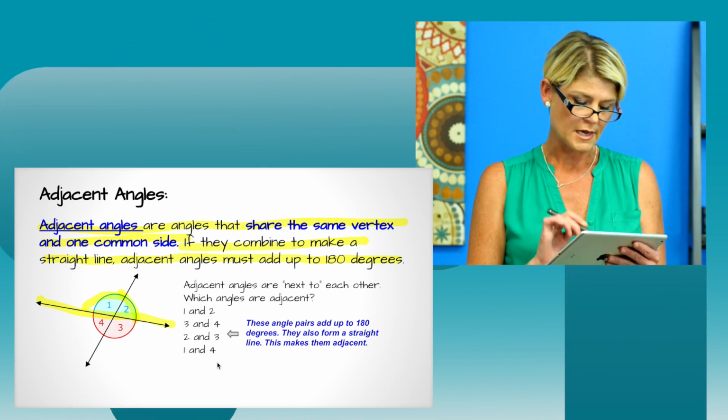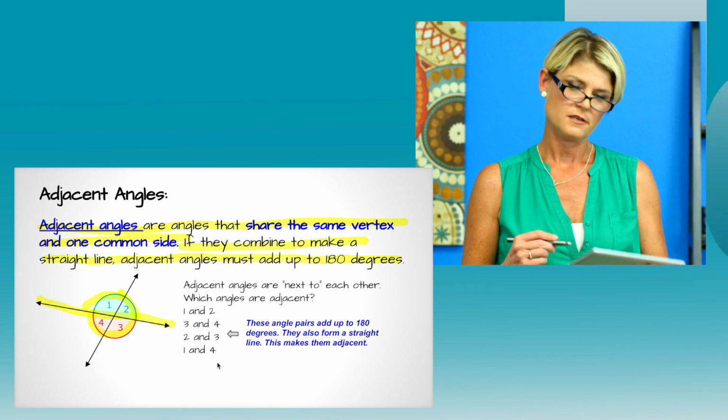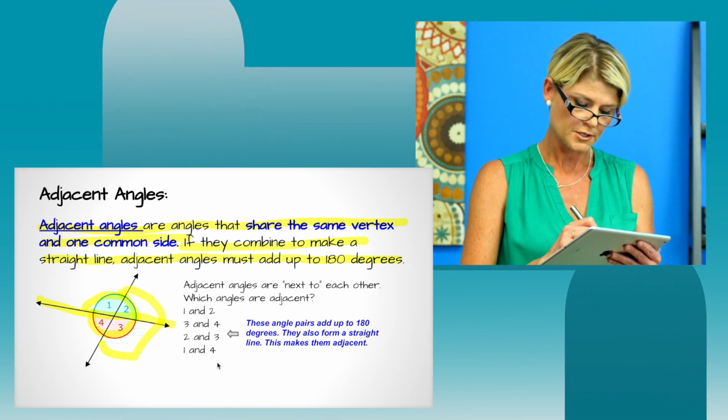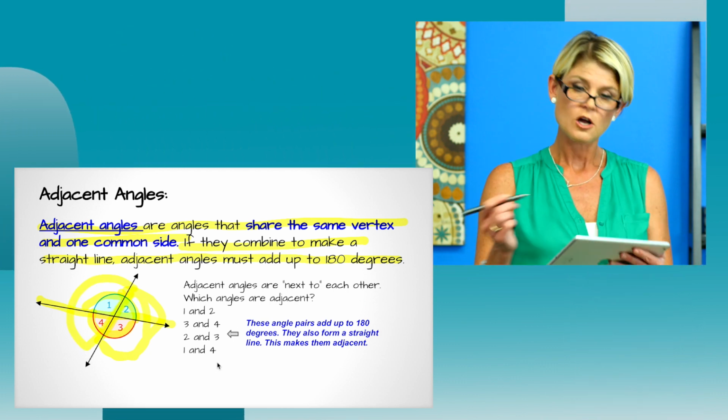But there's more than that. Look at this. Also, 4 and 3 are adjacent. Am I done? Not quite, because even though they're different colors, 2 and 3 are also adjacent, as are 1 and 4.